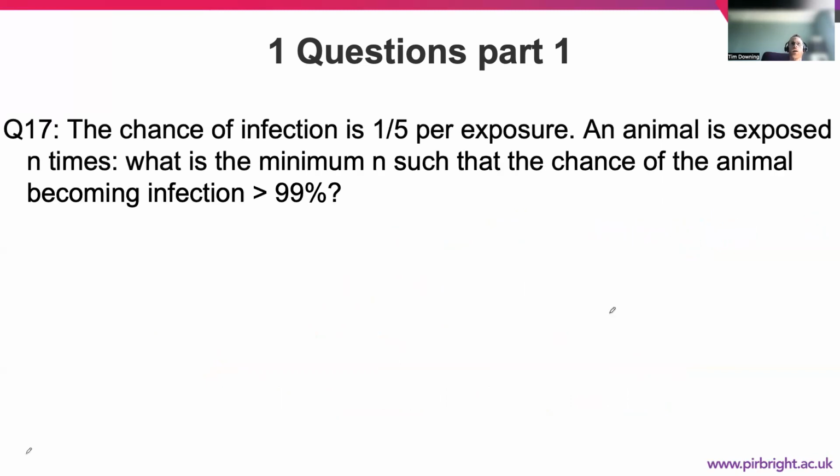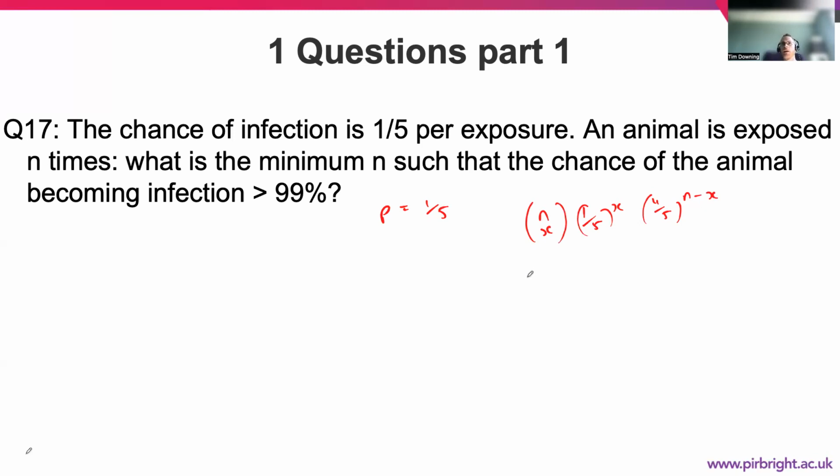A more complex question: the chance is 1/5 again, where we're exposing the animal n times this time. What's the minimum n such that the chance of the animal becoming infected is 99%? So here we have n choose x events by 1/5 to the power of x by 4/5 to the power of n minus x. So we're asking what's the minimum n such that the chance of the animal being infected is greater than 99%.